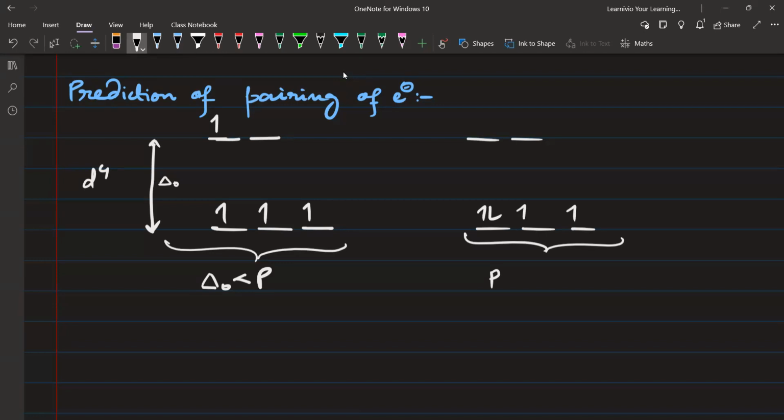But if the electron is doing pairing, then what does it say? It says that the pairing energy was smaller than del O. This del O was very high. This del O was very large.